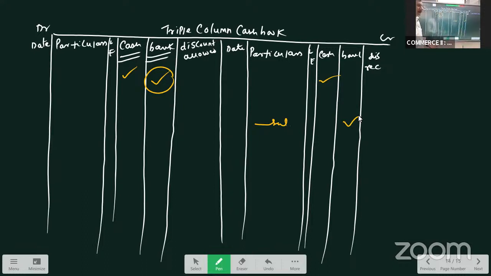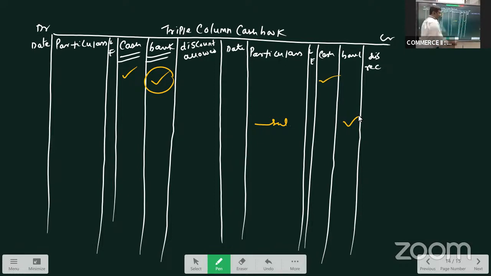Very simple. Same rule, debit what comes in, credit what goes out. If you are receiving cash, debit side cash column. If you are receiving check, debit side bank column. If you are making a payment in cash, credit side cash column. If you are making a payment in check, credit side bank column.